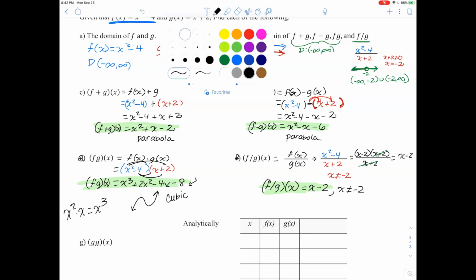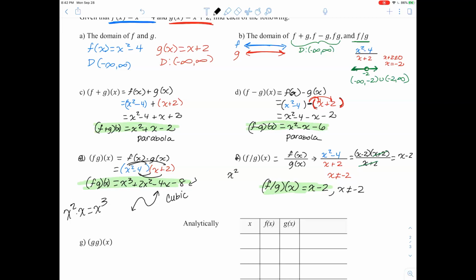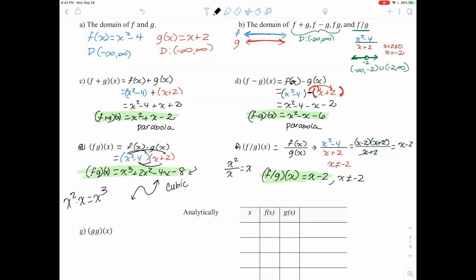So let's think about that for a second. If I take something that's x squared and I divide it by x, well, guess what that equals? That equals x, right? So when you divide a quadratic by a linear, you get a linear function. All right, so there is your solution.